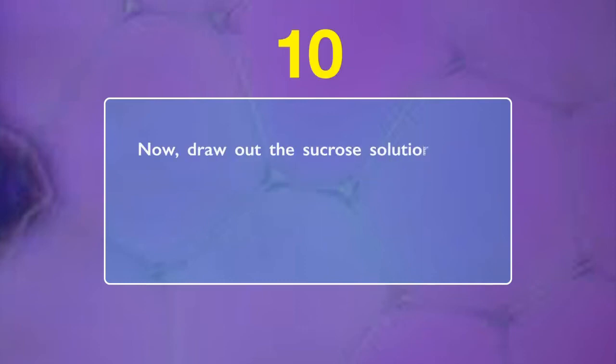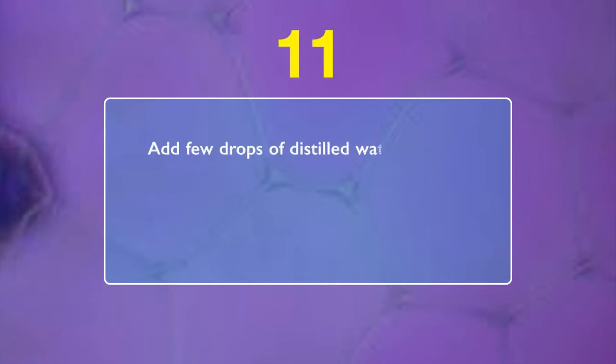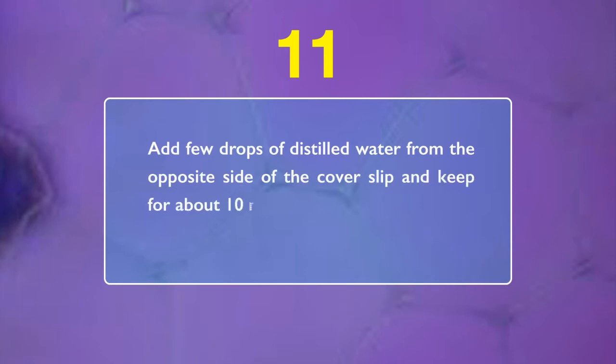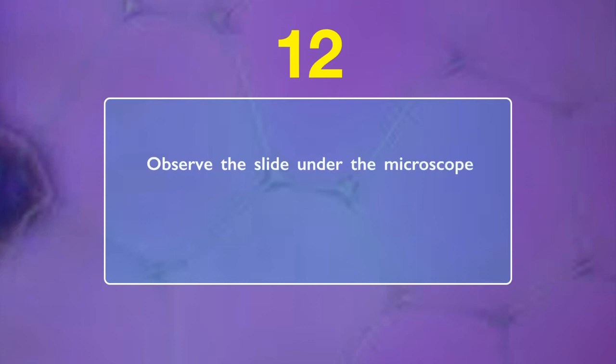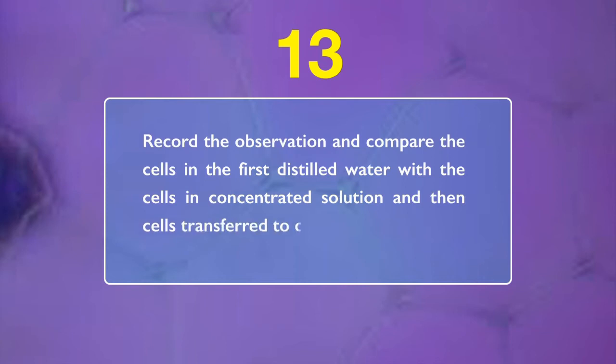Now draw out the sucrose solution from the slide by placing a piece of filter paper on one side of the cover slip. Add few drops of distilled water from the opposite side of the cover slip and keep for about 10 minutes. Observe the slide under the microscope again. Record the observation and compare the cells in the first distilled water with the cells in concentrated solution and then the cells transferred to distilled water again.